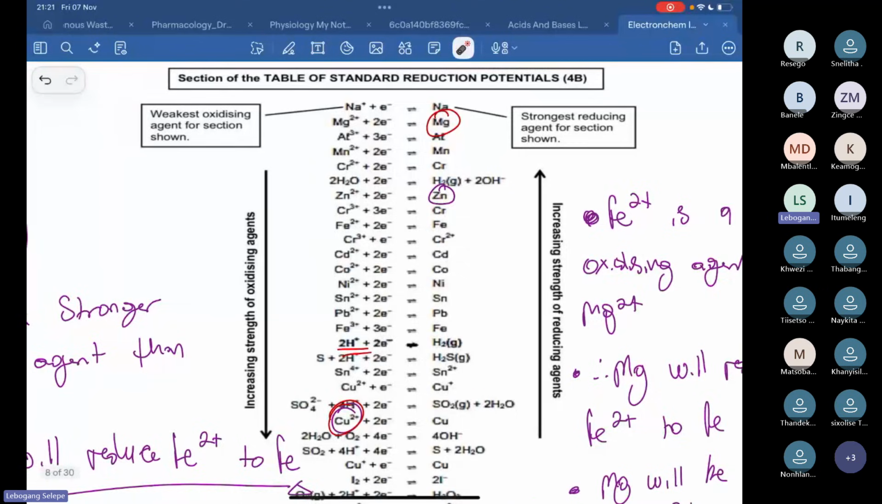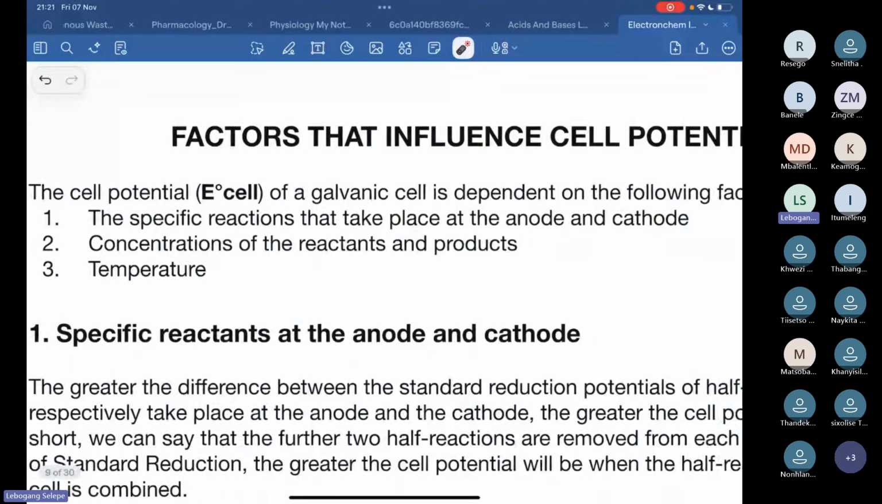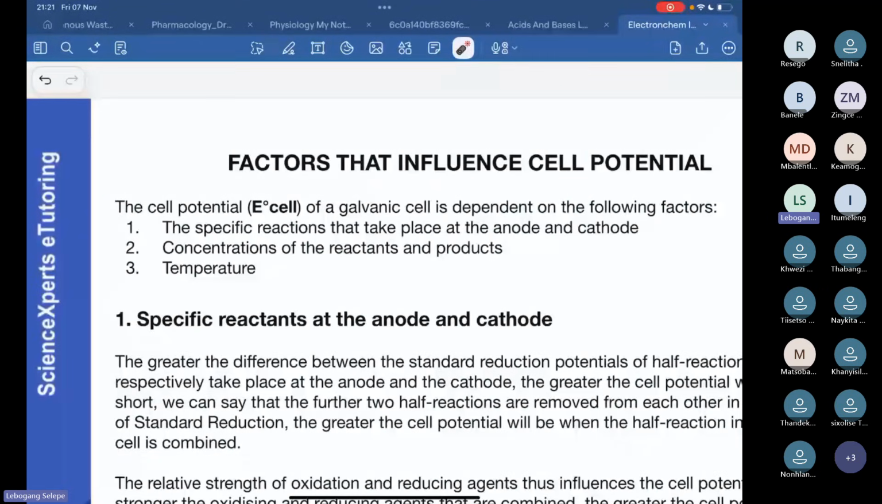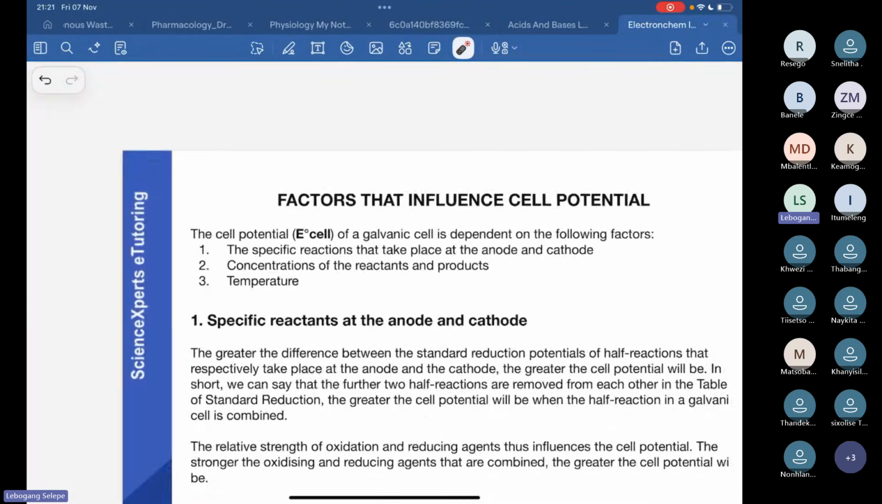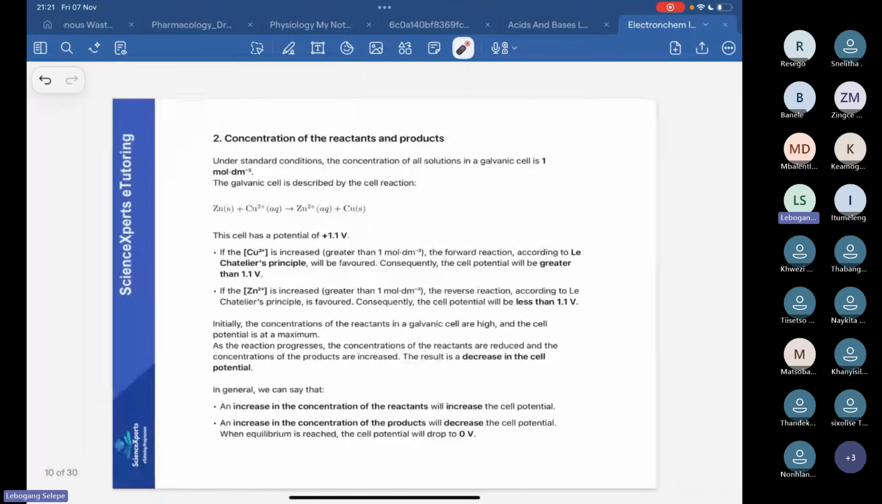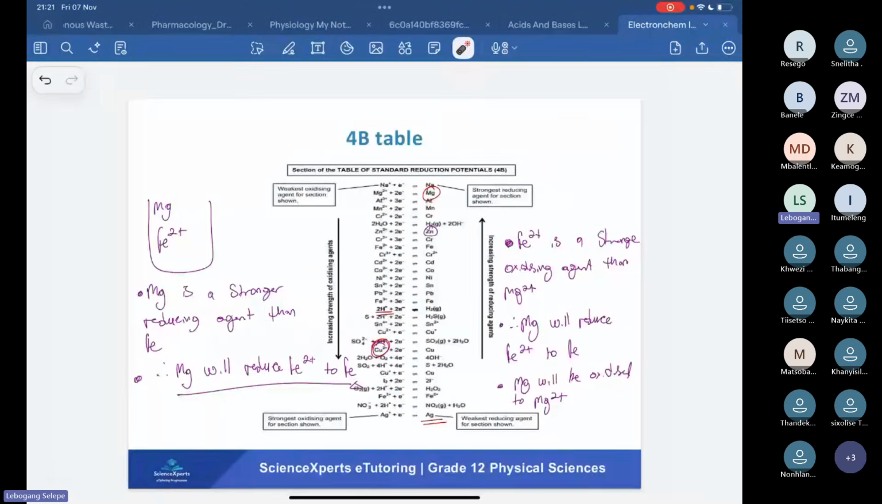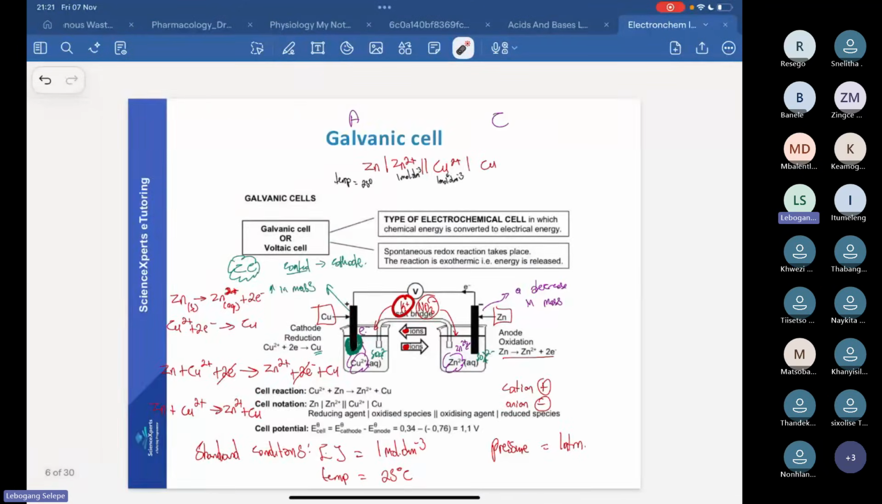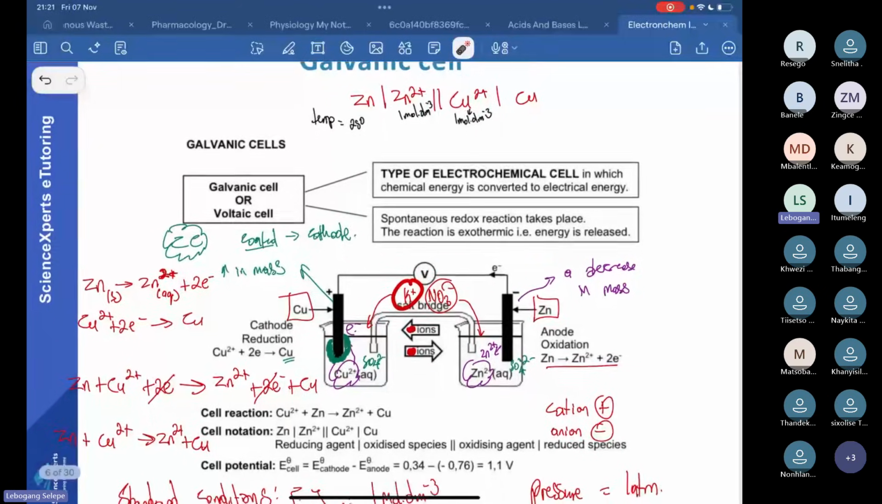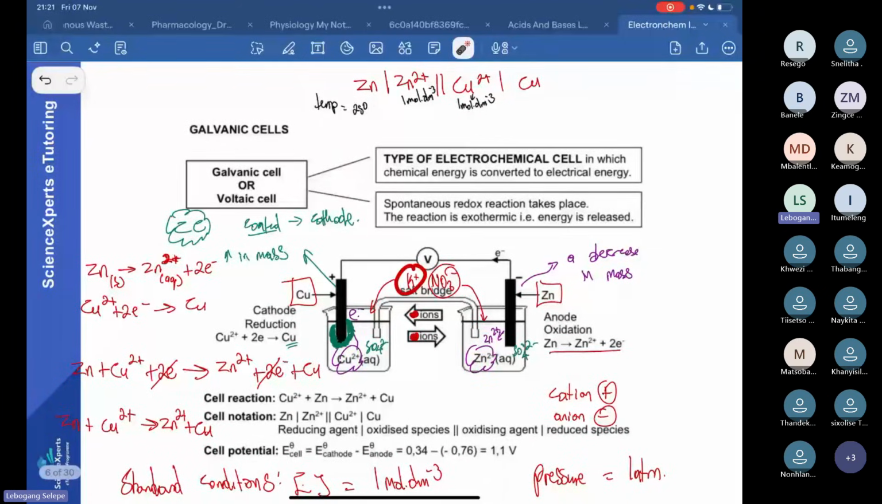What else can influence the cell potential? It's the concentration of the reactants and products, right? You'd read this name, but what I just want to tell you is that in a galvanic cell, there is a reaction that is actually reversible. It's a reversible reaction that is taking place here.